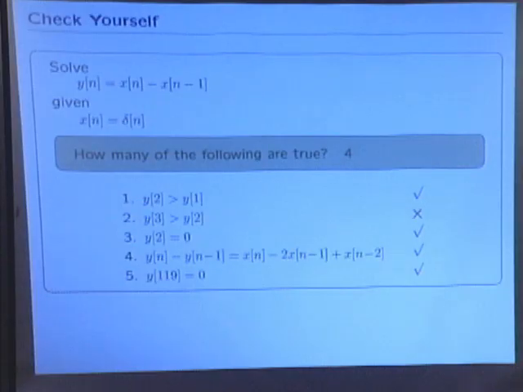I'm assuming you've seen all this sort of stuff before, so I'm going to go through it kind of quickly. But the answer was 4. 4 of those statements were true. It was just a refresher on how to think about difference equations.